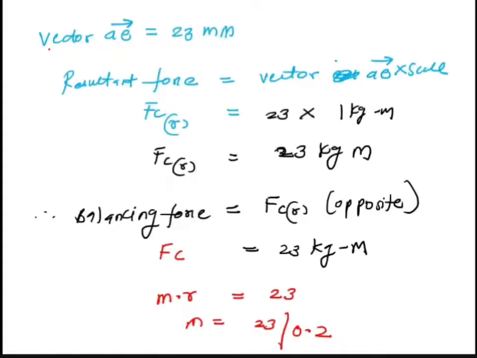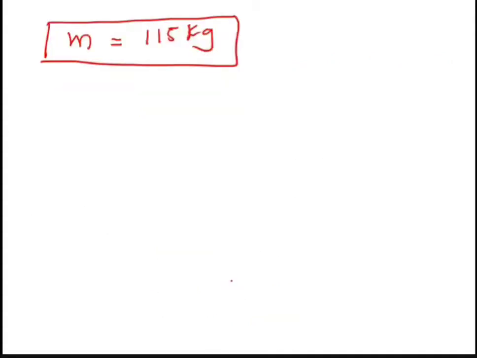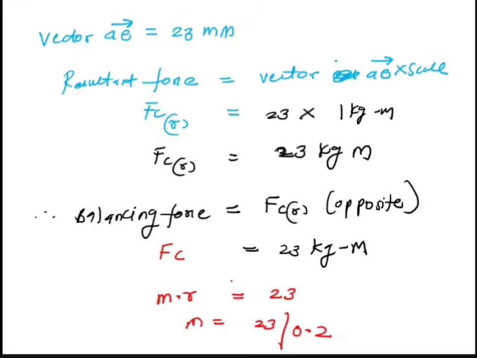Let's try to understand this. Okay, I hope you have understood this. So Fc is nothing but m into r, which is the resultant balancing force. m r is given as 23 kg per meter. We have already measured it by multiplying with the scale. So from this I am getting m, which is equal to 115 kg, which is nothing but the balancing mass.